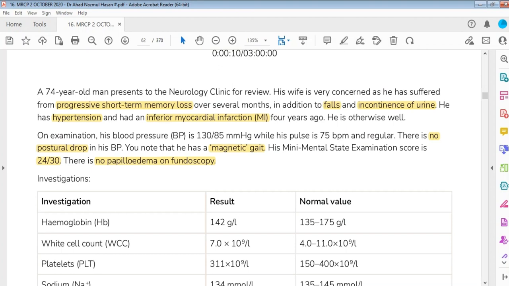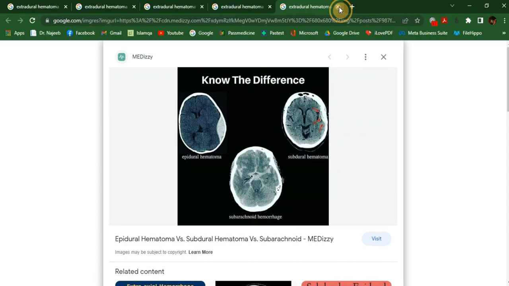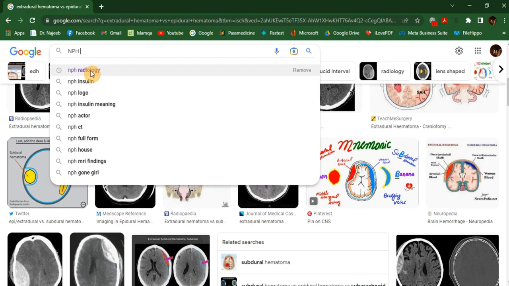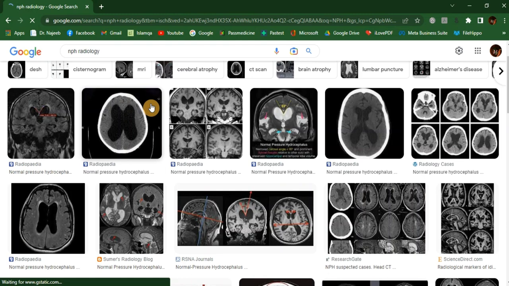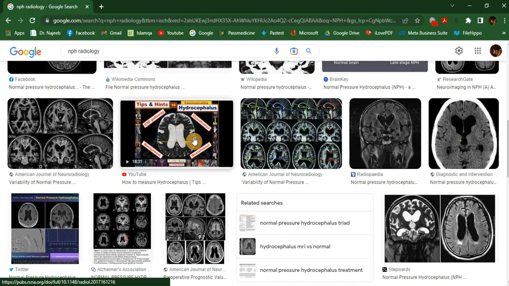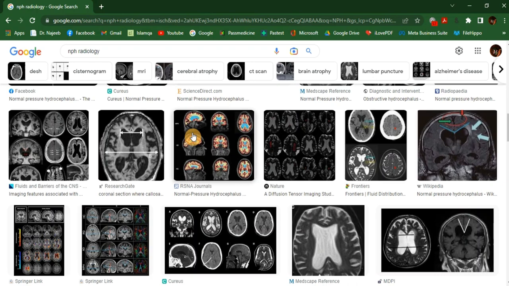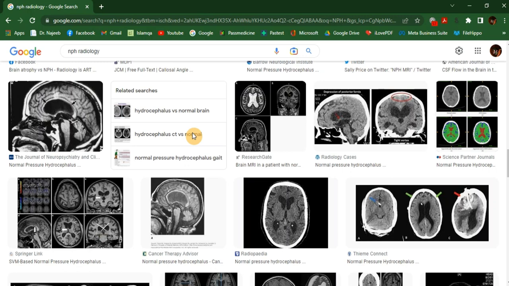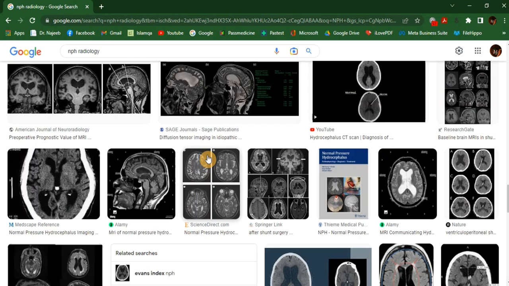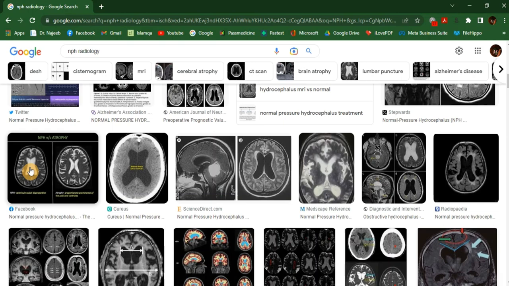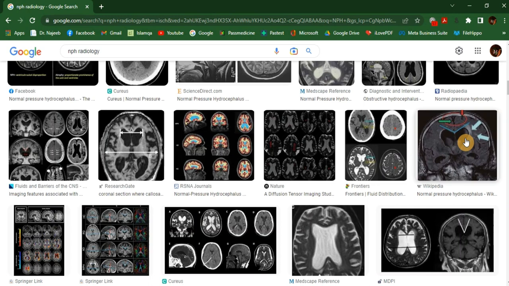So let me show you some of the more pictorial related to NPH. So the ventricles should be much more enlarged in case of normal pressure hydrocephalus. They are showing the enlargement of the ventricles.